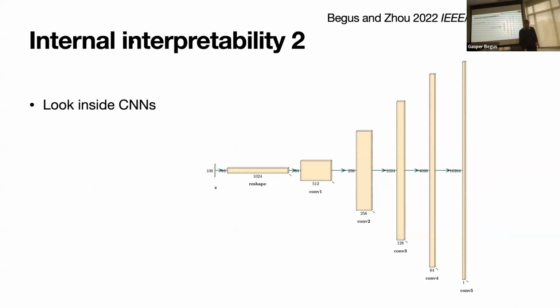Okay, so now we're getting towards the brain part. The nice thing about CNNs is that they're not as black boxy as other models, well, transformers at least. And this is how a generator looks like. It takes 100 variables through a series of convolutional layers.